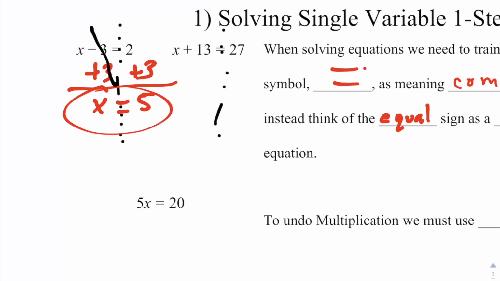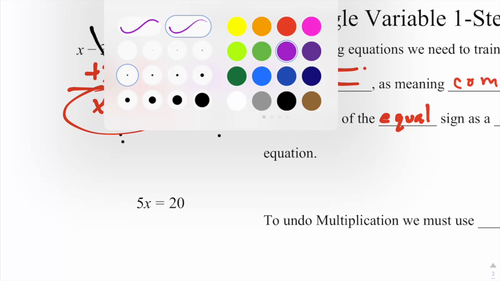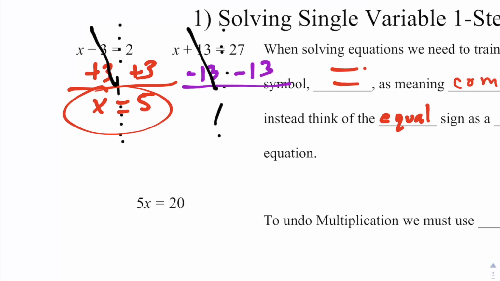On this equation, I want to again solve for x. To get x by itself, I want to subtract 13 on this side. Again, it's a balancing point, so I have to do it on both sides. I subtract the 13 over here. That makes the 13 go away, and I get x left. On this side, I have 27 minus 13. 27 minus 13 is 14. So my solution for this one would be x equals 14.